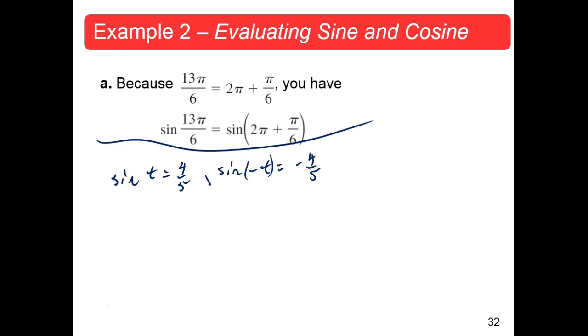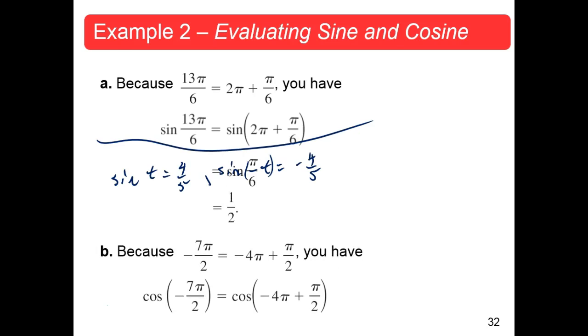Okay, we've already done the A part, and we saw what that was, 1/2. Okay, let's move to the B part, and here's what they say. Because minus 7 halves pi is minus 4 pi, and that's why I say minus 7 halves pi, you're going around and around. So that's minus 4 pi. They're doing it slightly different. I would have added 4 pi to that and done it, but they say that's the same as minus 4 pi plus pi halves, which is true too.